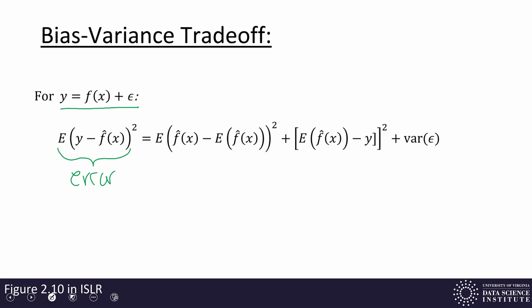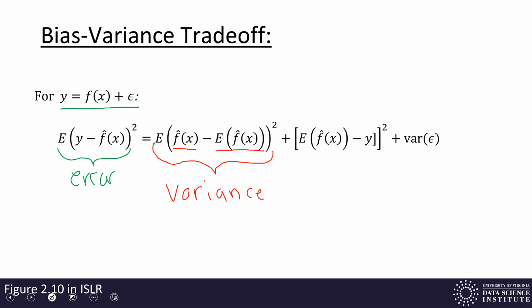And on the right-hand side, let's take these terms one at a time. This piece right here is the prediction for our model minus the expected value for the prediction, and then squared, the expected value of that difference squared. And so that is a formula for variance.